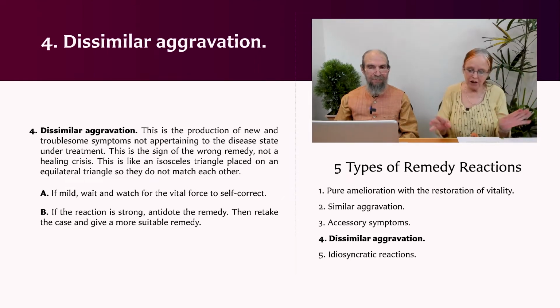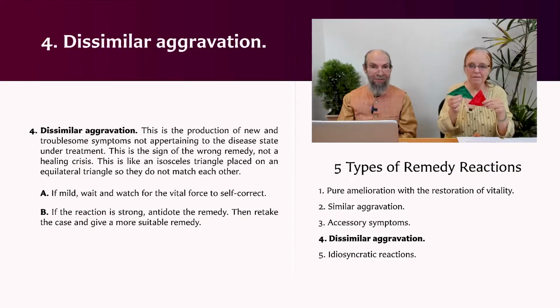Now, this situation, using our triangles, is like an isosceles triangle, not an equilateral triangle. This is different. So we have our 2 triangles here, an isosceles triangle and an equilateral triangle. They just don't fit, and no matter what you do with them, you can't get them to overlay. The remedy energy is different than the natural disease, so they don't match, and there's no way you can make them fit because it's a dissimilar aggravation.